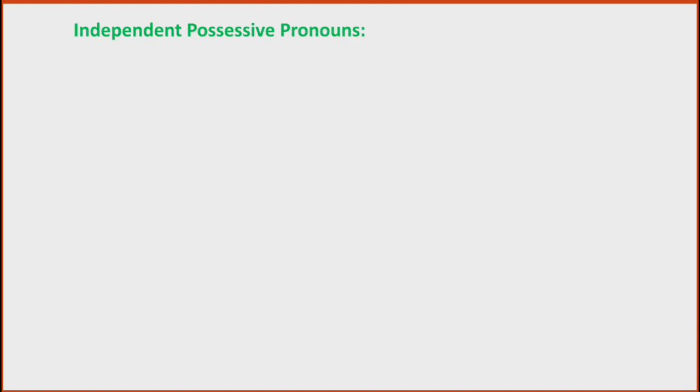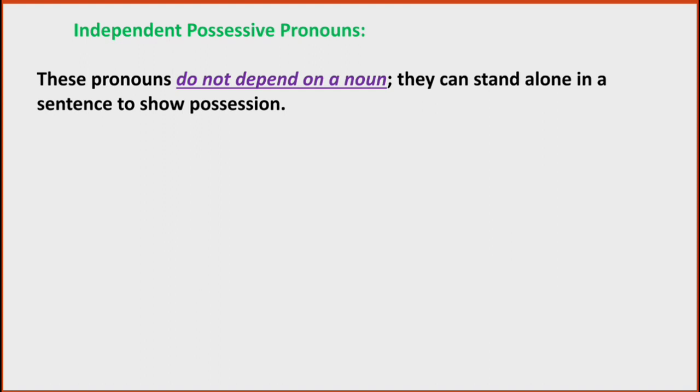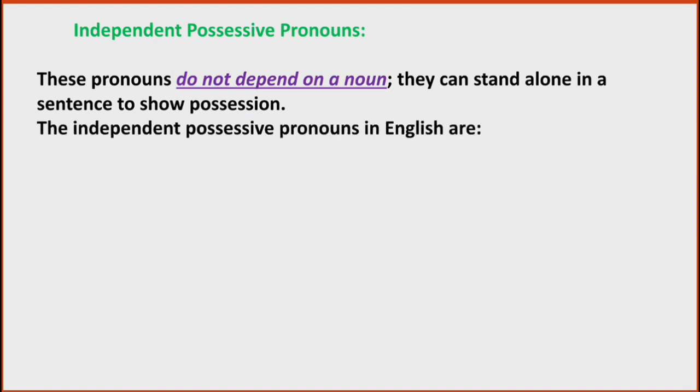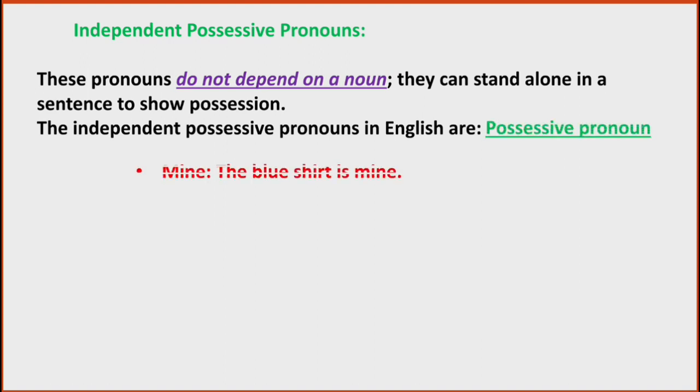In the same way, there are independent possessive pronouns. These pronouns do not depend on a noun. Dependent possessive pronouns depend on a noun, but this kind of possessive pronoun does not depend on a noun. They can stand alone in a sentence to show possession. These are the independent possessive pronouns in English.